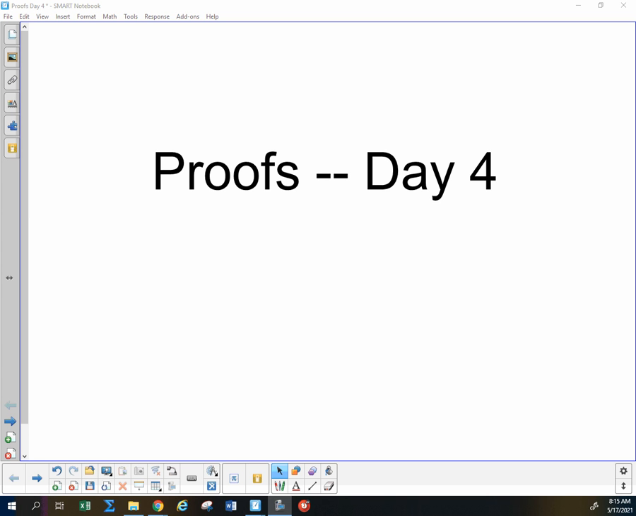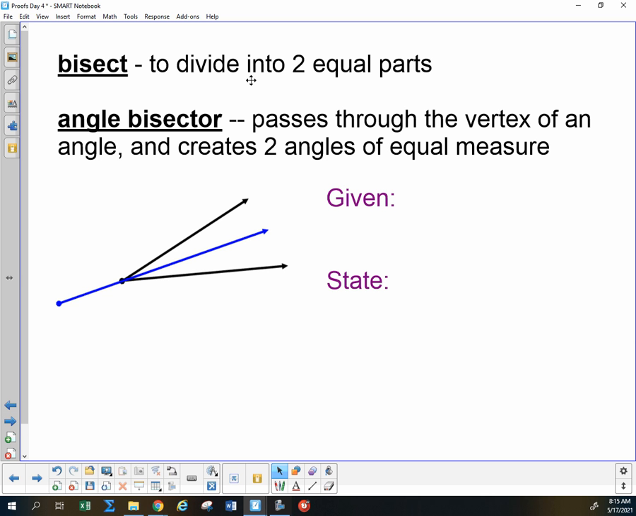Proof day 4, continuing to review and build on what we've already learned about two-column proofs. So once again, bisect means to divide into two equal parts. If you've got a picture maybe like this, and maybe this is A, B, and we'll call this point D right here. To be able to talk about angles, I'll need some other points on those angles.